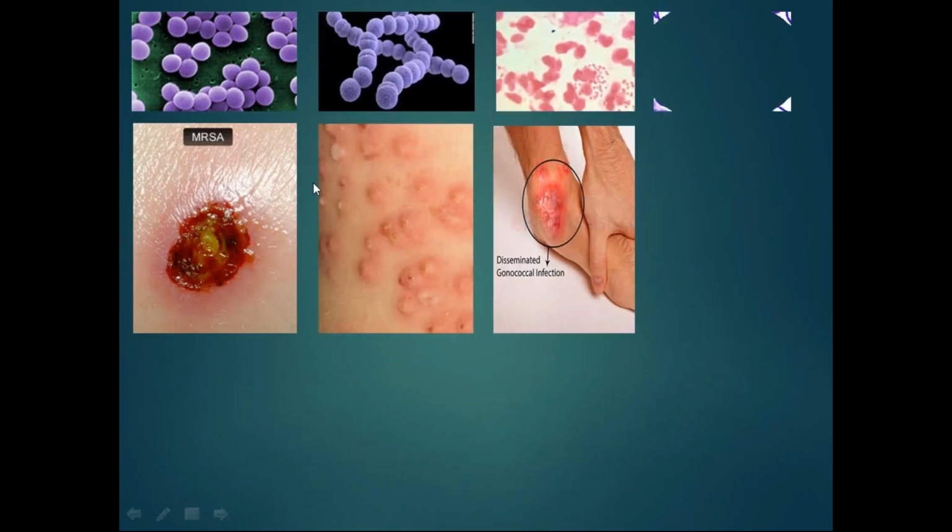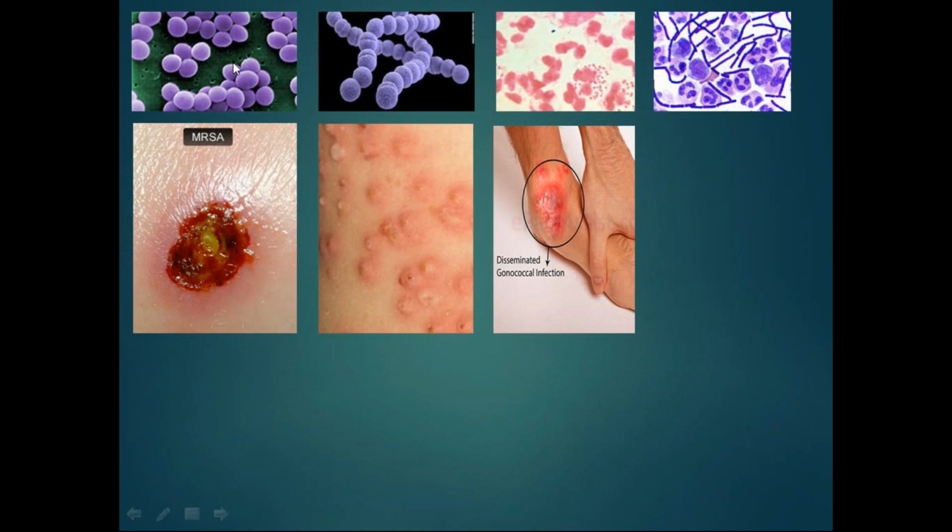Okay, so we have here cocci, Staphylococcus aureus. Can you see the cocci? These are purple. These are gram-positive Staphylococcus aureus, gram-positive cocci. We have streptococcus. Streptococcus is like a chain. It's going to be gram-positive, blue or purple. And this is the MRSA, the methicillin-resistant Staphylococcus aureus.